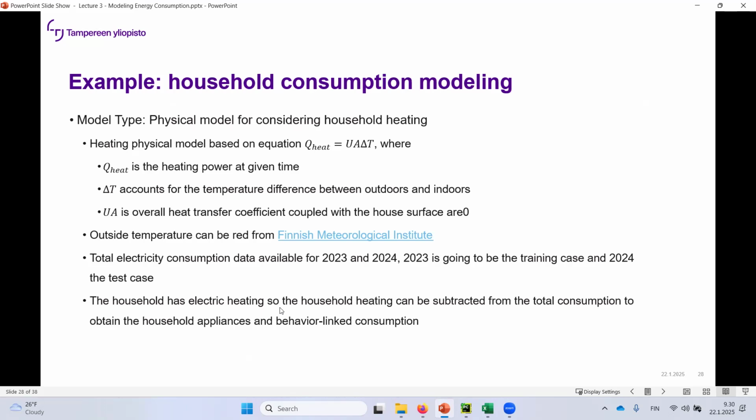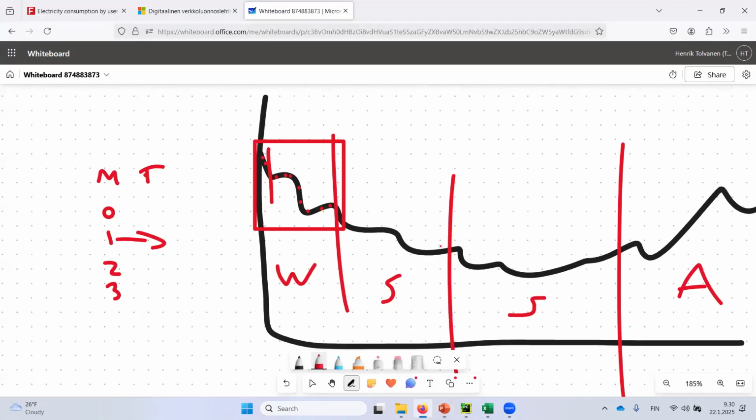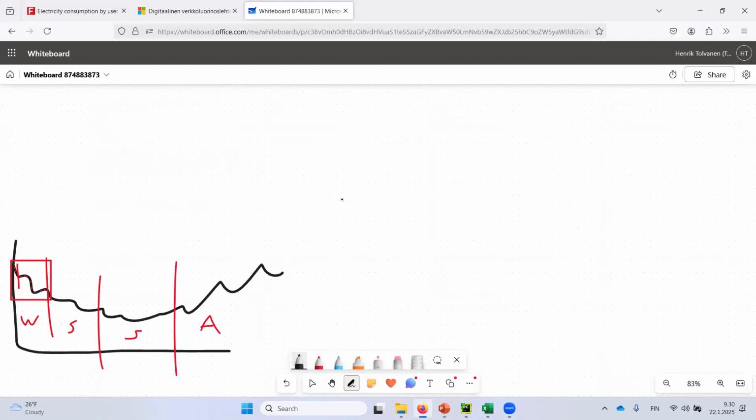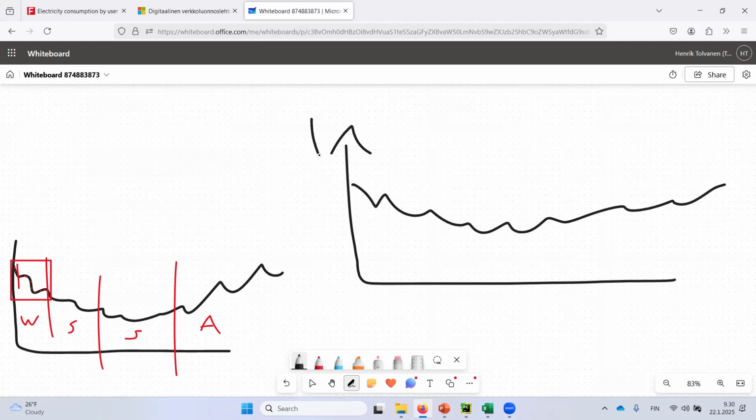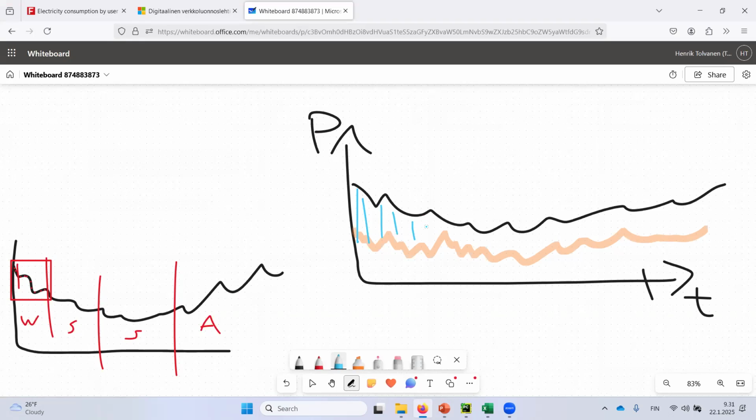The household has electric heating, so the heating can be subtracted from the total consumption. If I draw it in here, I have the consumption pattern, there's the variability, there's the power, and there's time, and that's 1 year. I have the outside temperature, and I'm going to model how much I can subtract from this. So there's the temperature variability in here, and everything that's left in between is modeled based on the consumption.